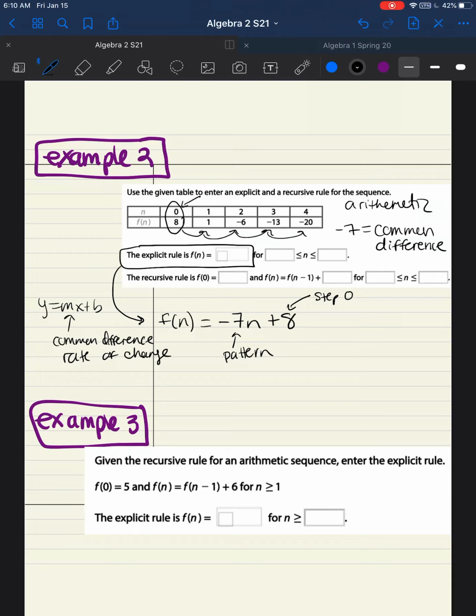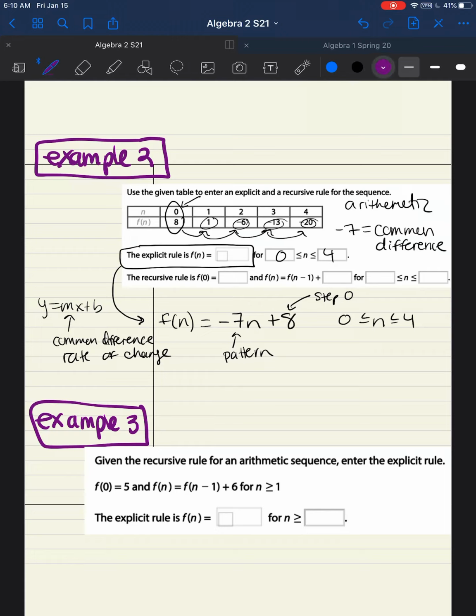And now if you plug in any step number, you're going to get the value of the number in the sequence. Don't forget to write your boundaries. So from here we're working from 0 to 4. So next to this we can write 0 is less than or equal to n, less than or equal to 4.